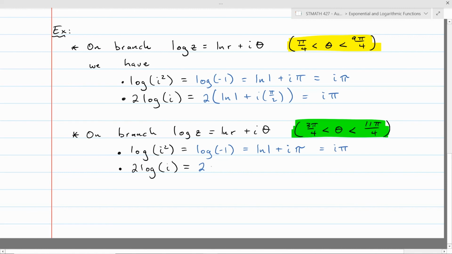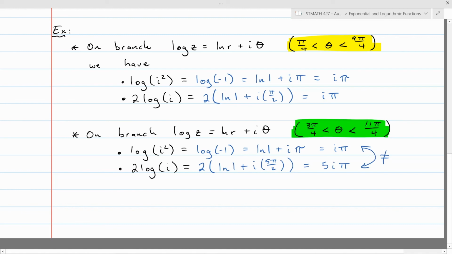And then for log of i, the angle, we want it to be pi over 2, but pi over 2 is not in the green interval. So we've got to go around one more time and come out to 5 pi over 2. And then, of course, that comes out to 5i pi. And we can see these things are definitely not equal now.